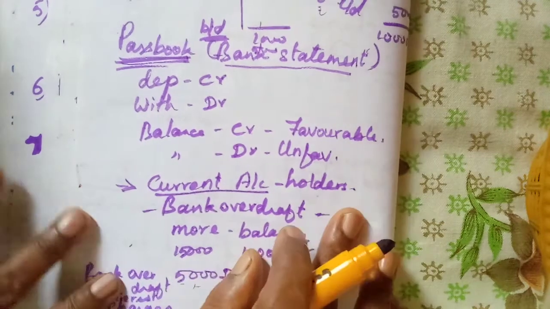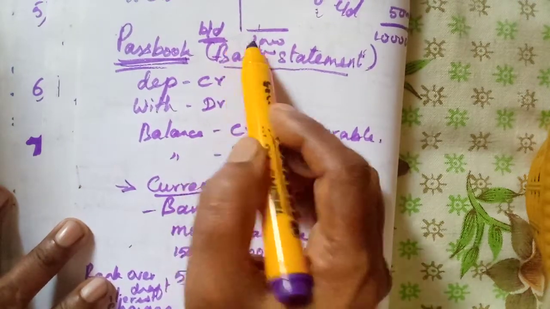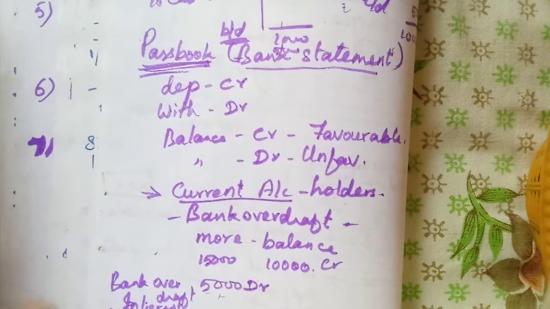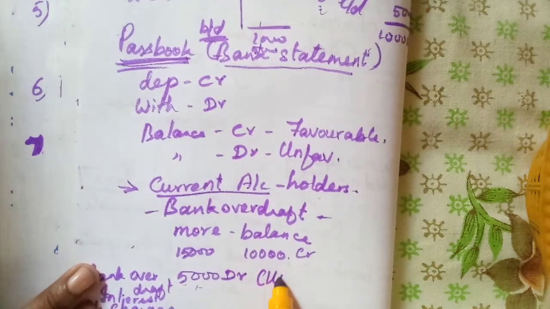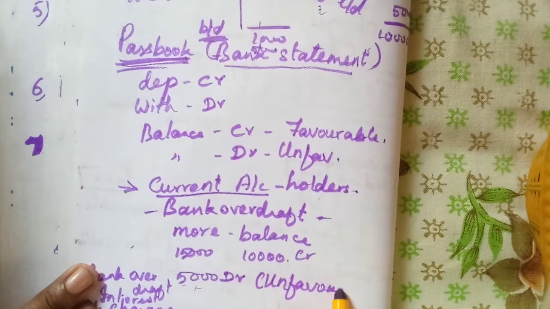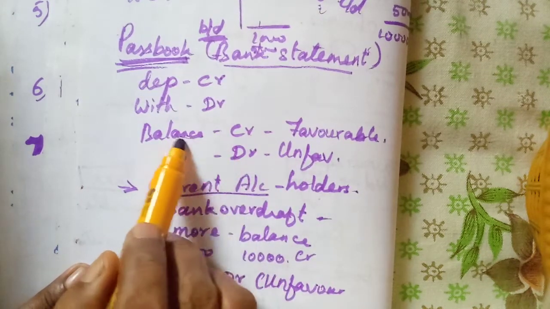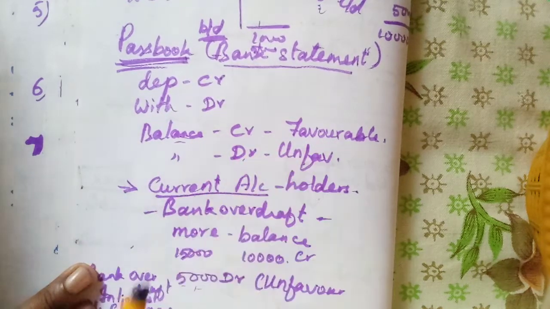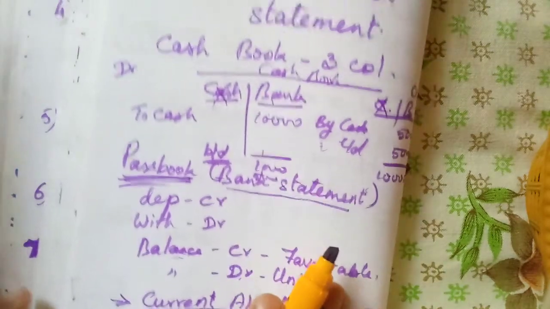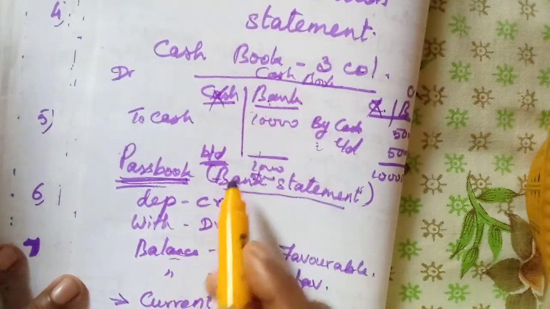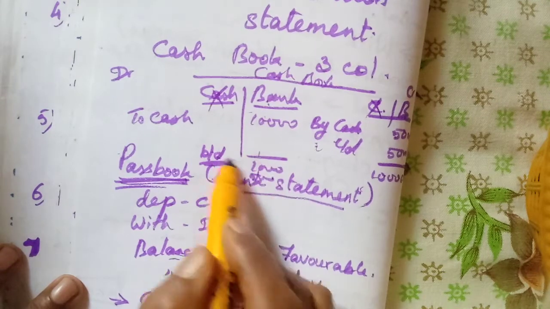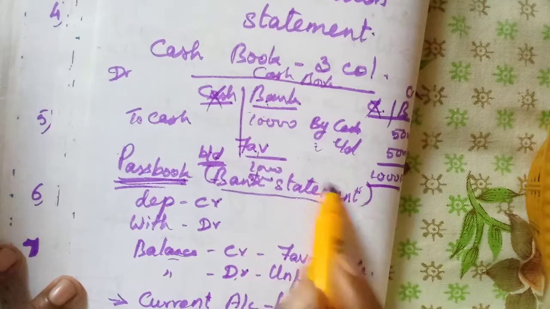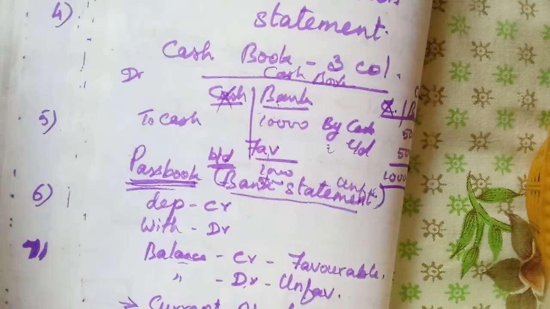Okay, here also we have a debit balance. There is a 5,000 debit balance, but here this is an unfavorable balance, isn't it? Because we have learned that the balance in the bank passbook, debit means unfavorable, credit means favorable. Here in the bank column of the cash book, if it is a debit balance, then that is called a favorable balance. If we have credit, then it is an unfavorable balance.